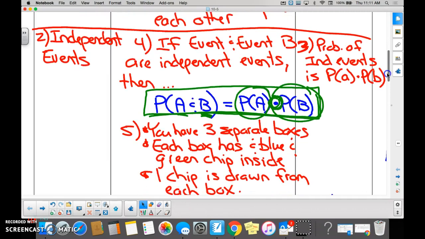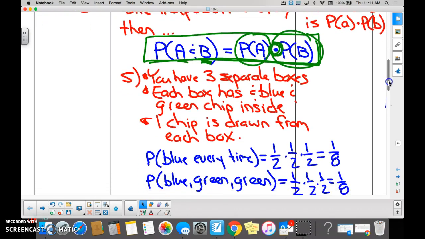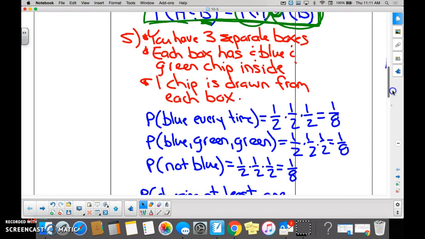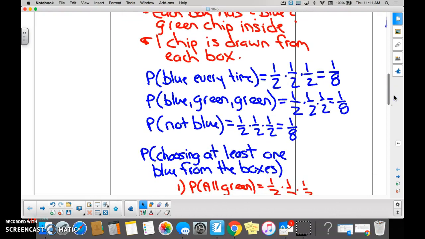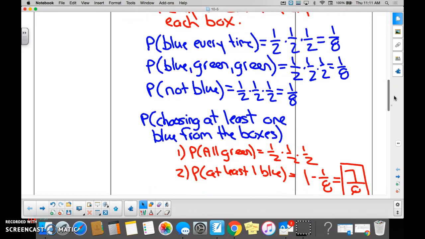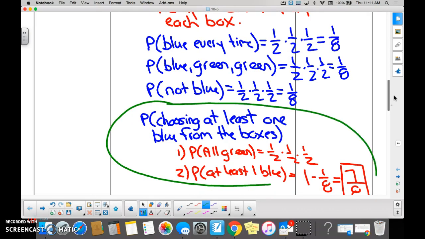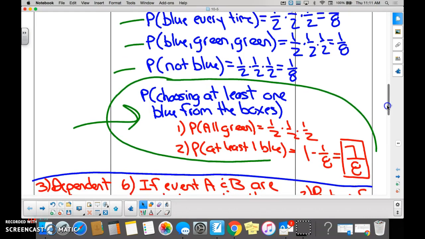Here is your examples. Number 5, I would read through them, and I would especially read through a question like this one right here, in which I change things up on you a little bit. You have to read the question, as Gianna tells us. Read the question. We calculated the probability of drawing a blue out of a box every time, a blue, a green, and a green. Not a blue, they all came up to 1/8, and then I asked you this, and it came up to be 7/8. This would be a great thing to look at when you're studying for your test.